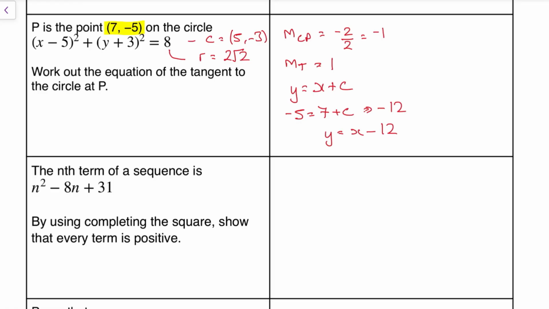And that is that question done. Okay, so this next question, nth term of a sequence, is a quadratic, because I can see I have n squared in my nth term. And it says, by using completing the square, show that every term is positive.